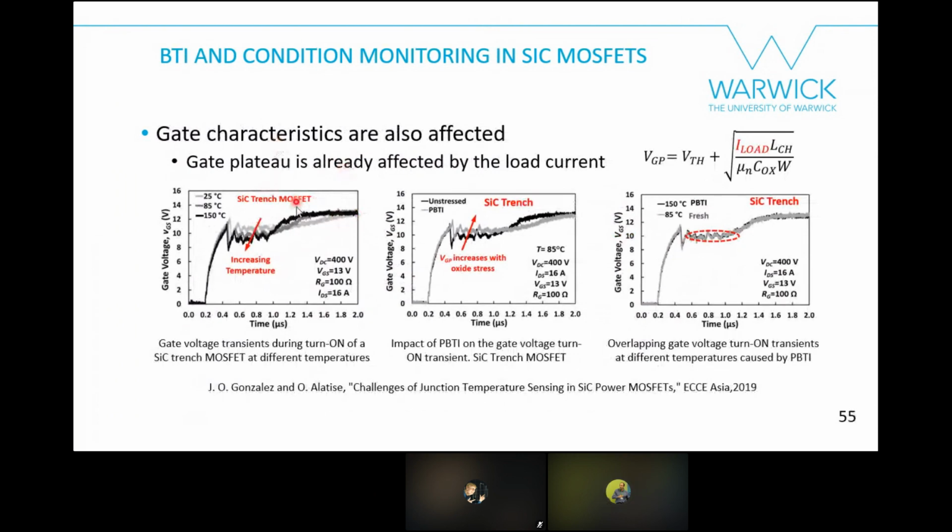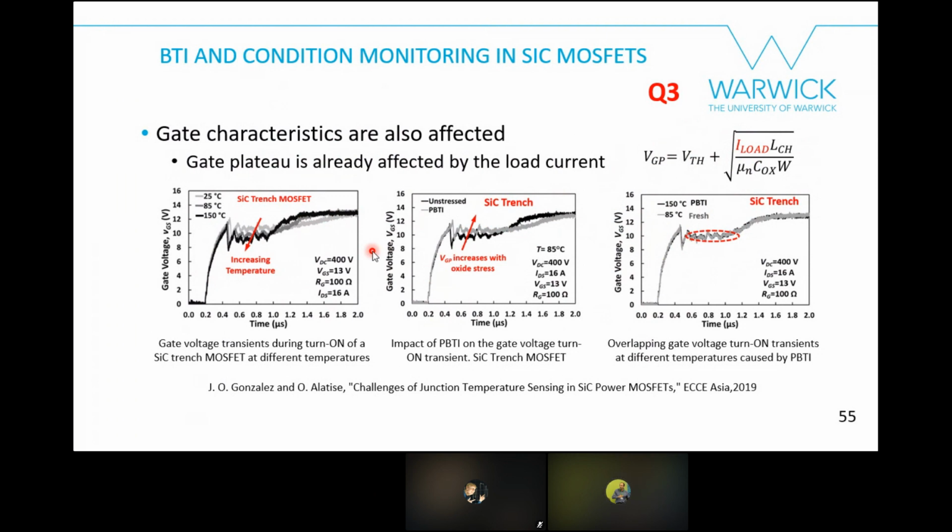That's tricky. The gate plateau is also affected. You can see that it reduces with temperature, and with PBTI it is also increasing because of the change of the threshold voltage. Moreover, the gate plateau is already affected by the load current, and you have the same impact of PBTI. You may end up measuring the same gate transient at different temperatures after stress. So BTI has to be added as a consideration for condition monitoring. It may be that you just want to evaluate the impact of the oxide stress on your parameter. It may be that you want to monitor temperature independently. So there are different options there.